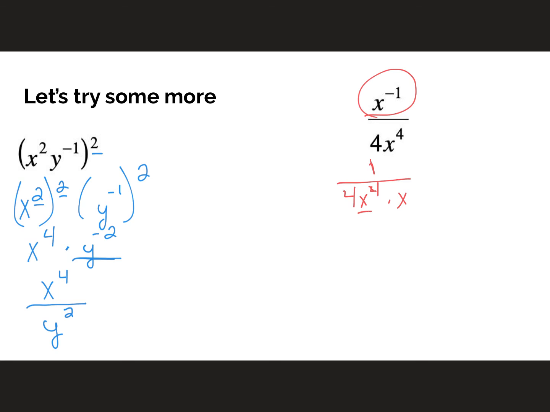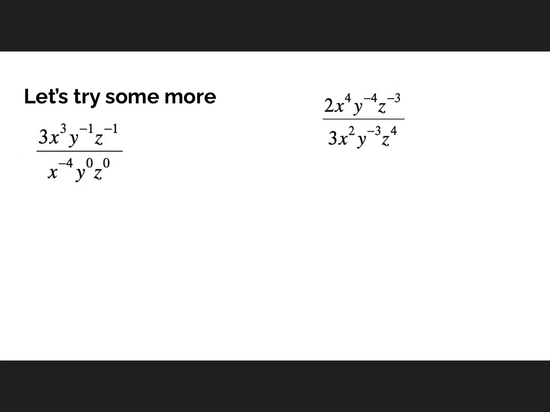So now I'm going to combine these. x to the 4th times x gives me x to the 5th. So I have 1 over 4x to the 5th power. Not too bad. They look a little scary, but they're not that bad. Let's try a couple more really complex ones. Okay, so let's look at this one right here.